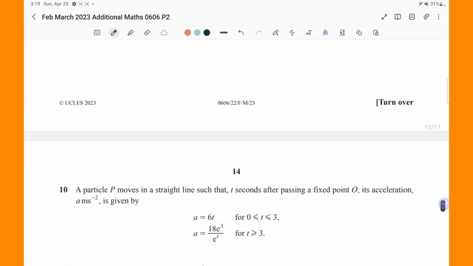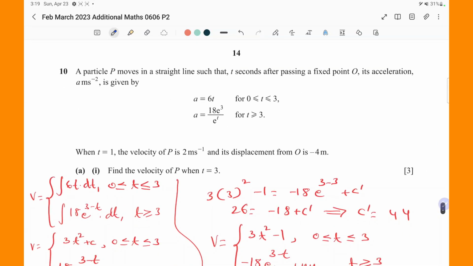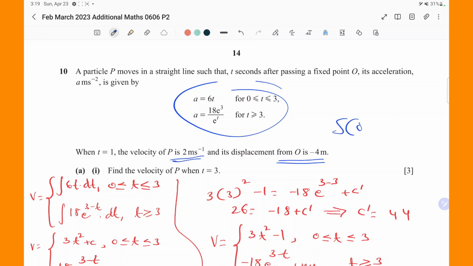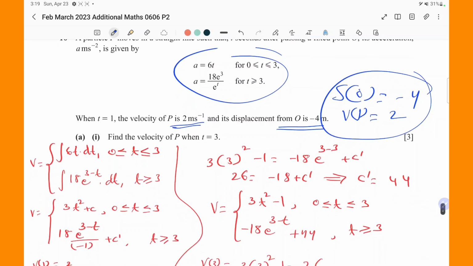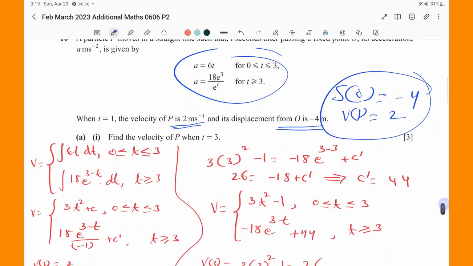Okay, now come to the next question, which is question number 10, that says a particle P moves in a straight line such that t seconds after passing a fixed point O, its acceleration is given to you. When t equals 1, velocity of P is 2 and its displacement is 0. So S0 is minus 4 and V1 is 2. This information we have. S0 means displacement when time was 0.